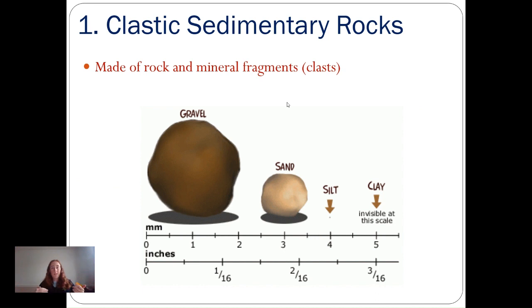So what is a clastic sedimentary rock? A clastic sedimentary rock is made of something called clasts. Clast is just the geologist term for a loose pile of stuff, of material. So it could be gravel, pebbles, sand, silt, or clay. If a rock has fragments in it that are made of gravel, sand, silt, or clay, it's probably going to be what we call a clastic sedimentary rock. And we'll go through some names here in a minute.